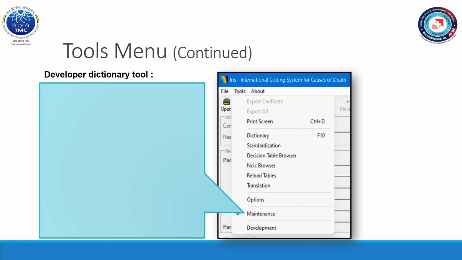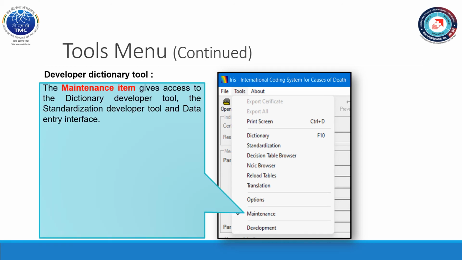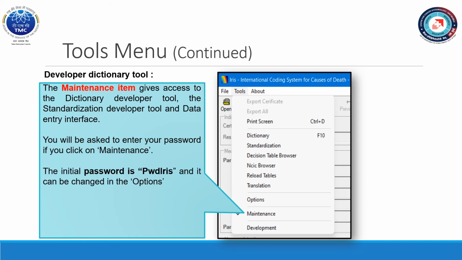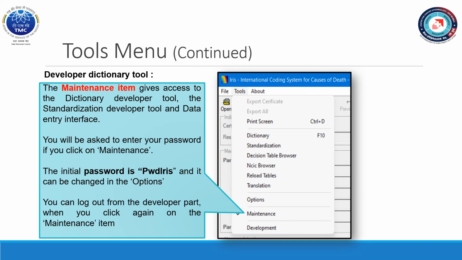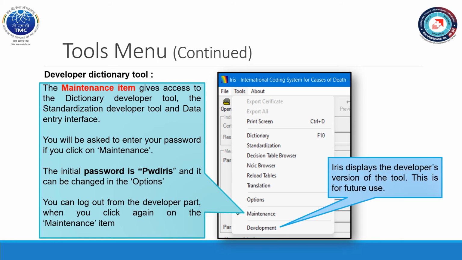The maintenance item gives you access to the dictionary developer tool, the standardization developer tool, and the data entry interface. You will be asked to enter a password if you click on maintenance. The initial password is pwd iris and it can be changed in the options. You can log out from the developer part when you click again on the maintenance item.